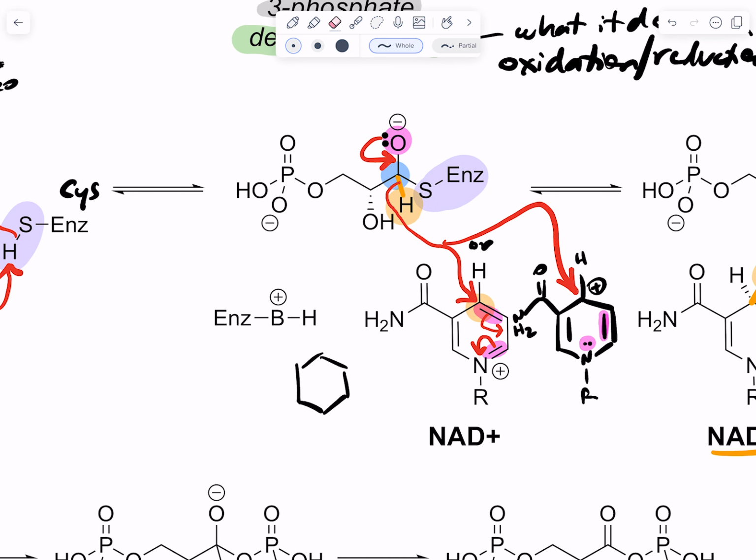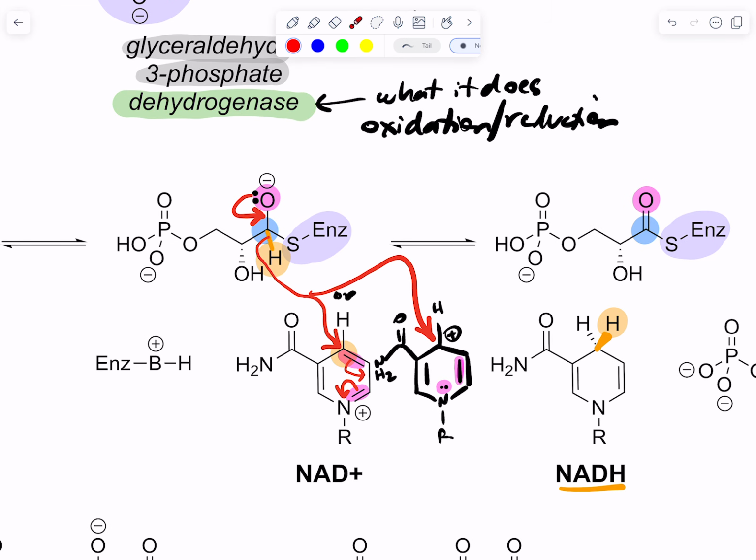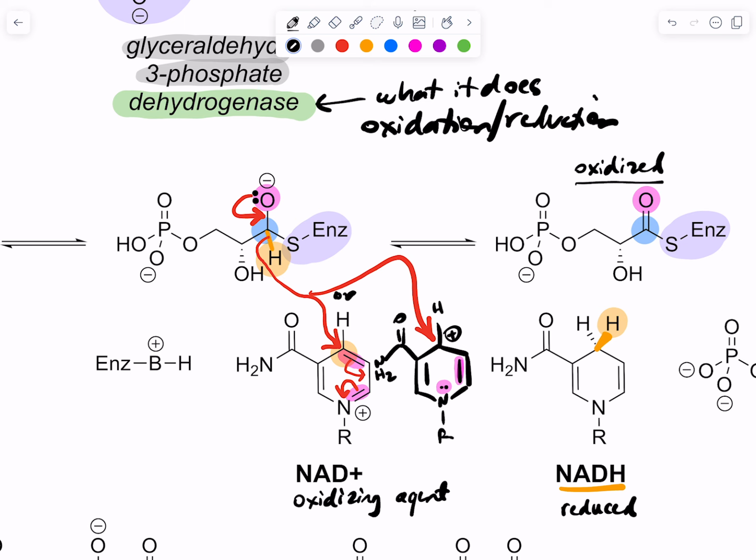Okay, couple other things about this step. The carbon molecule gets oxidized, and NAD plus is the oxidizing agent. It's the thing that receives the hydride. You can tell that the thioester is oxidized relative to your starting material because it has one fewer CH bond. Similarly, you can tell that NADH is reduced. How can you tell that? It has one more CH bond.